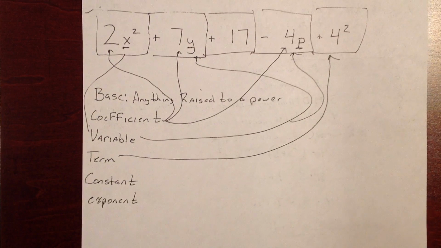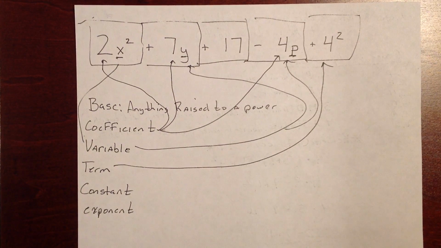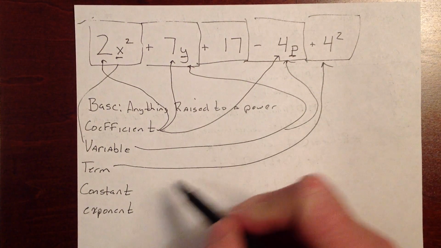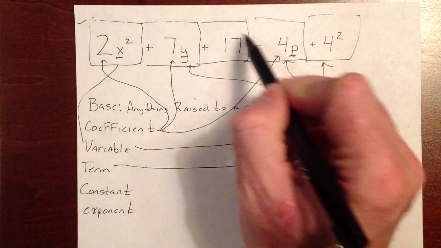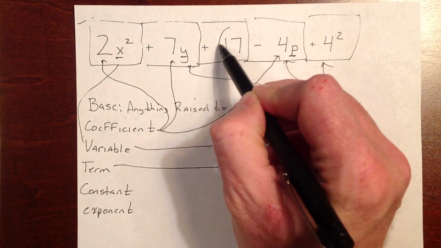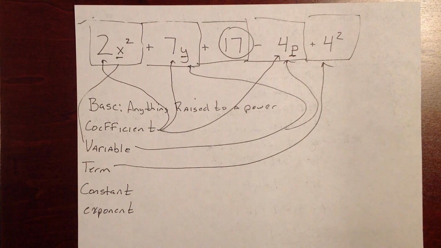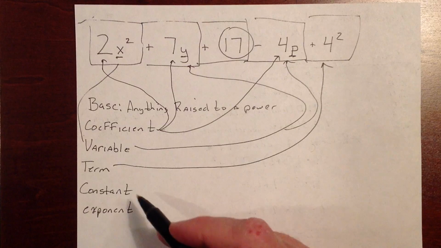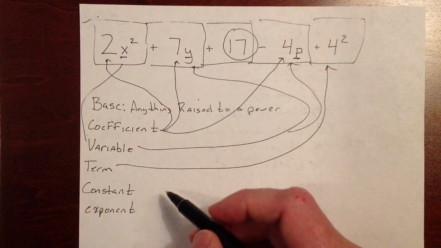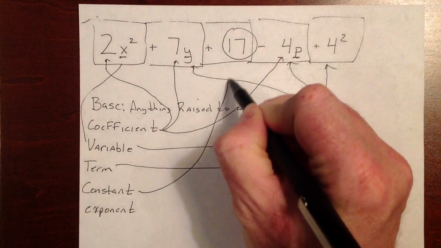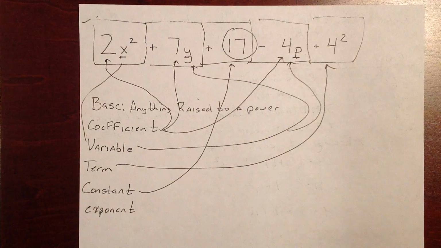Now, a constant is something that is by itself, a number by itself. No exponent, no variable, no nothing. It is just simply a number by itself. Plus 17, minus 21, plus 486,312. Anything like that. It does not, I repeat, does not have a variable.